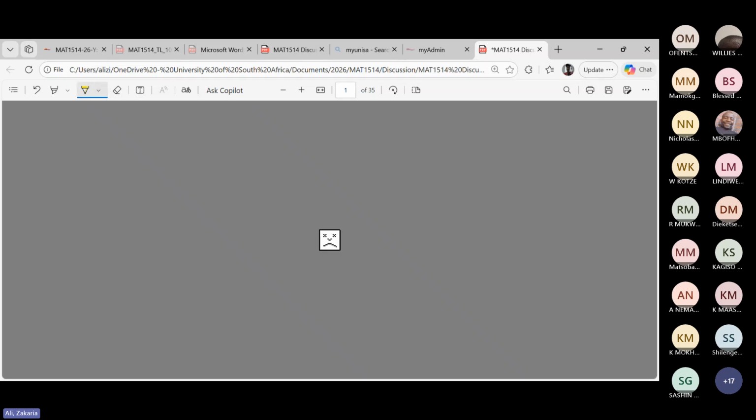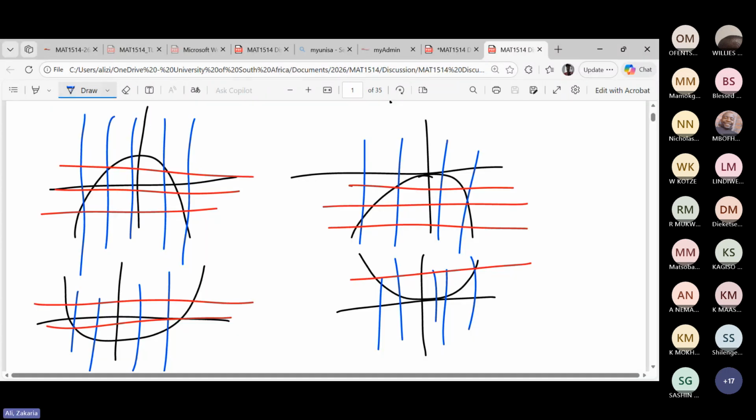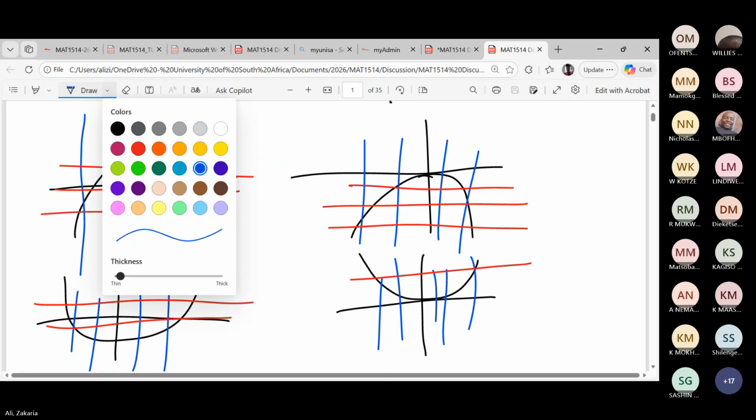in yellow. Oh God, something is happening. I don't know what it is that makes this thing always go to ground state. Okay, let me take a green.